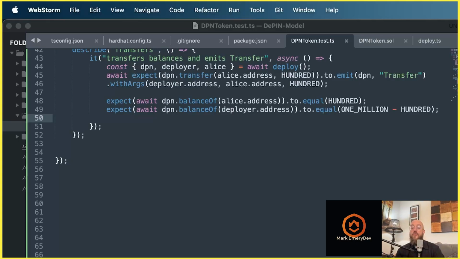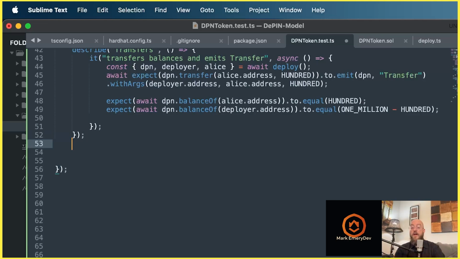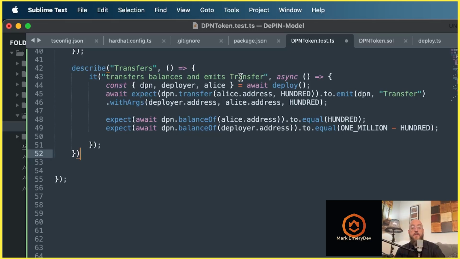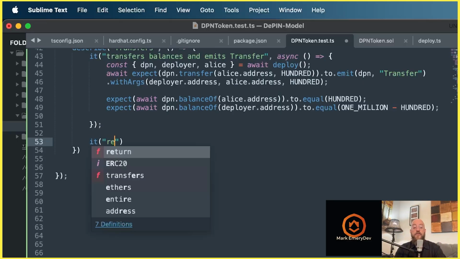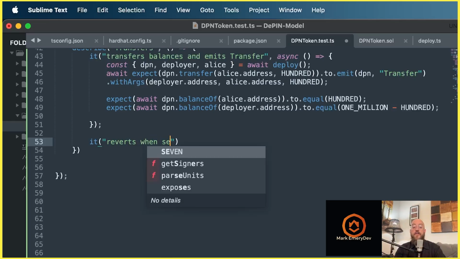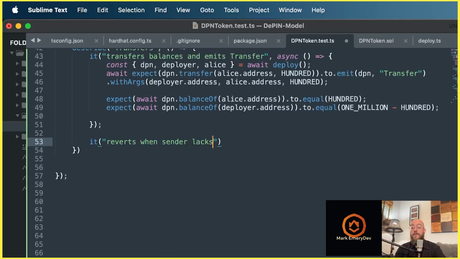What else could we test? We don't want to be in a world where we can just promise anything, right? So we could add, in fact, let's continue in this same describe block of transferring balances and emitting transfer. What's another thing that could happen? So we just come under the 1 curly brace there. Well, here's something that's important. It should revert when the sender lacks sufficient balance, okay? Doesn't that make sense? Certainly does, okay?